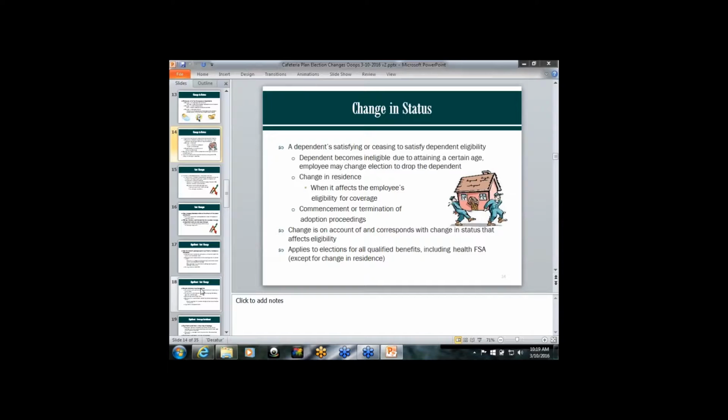I'm briefly going to talk about something called a tag-along rule, and that will also be mentioned a little bit later on. With these change in status, some of them permit tag-along. So if something happens to one person, you can bring other people in, but not all of them do, so you need to be careful with that.